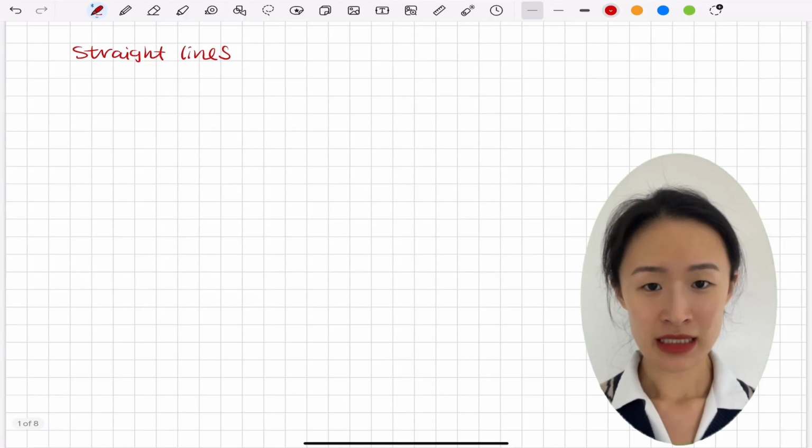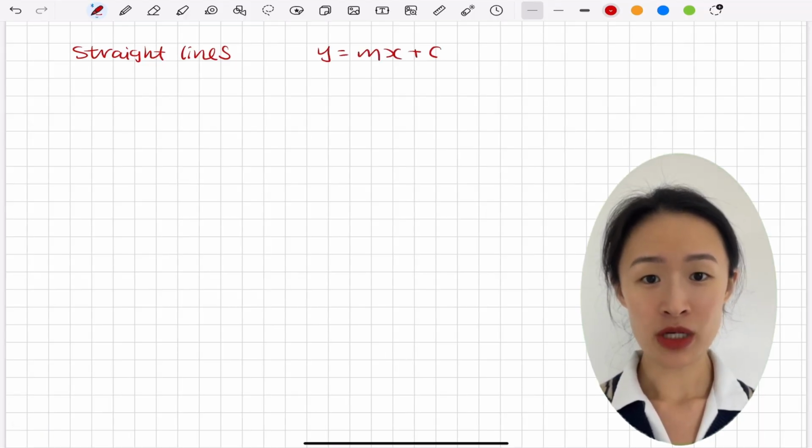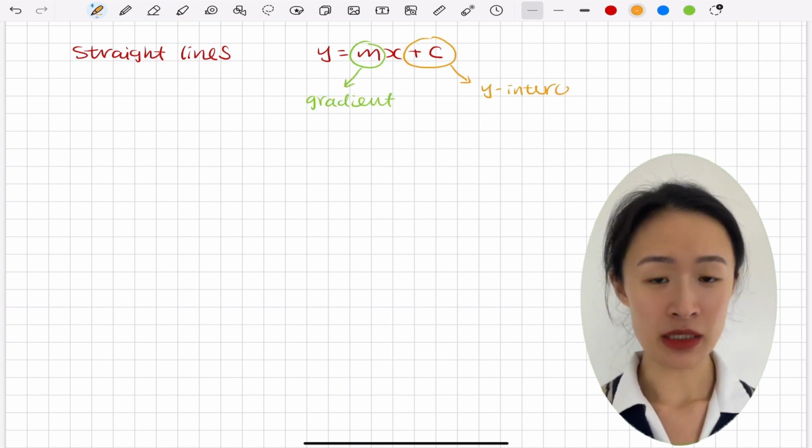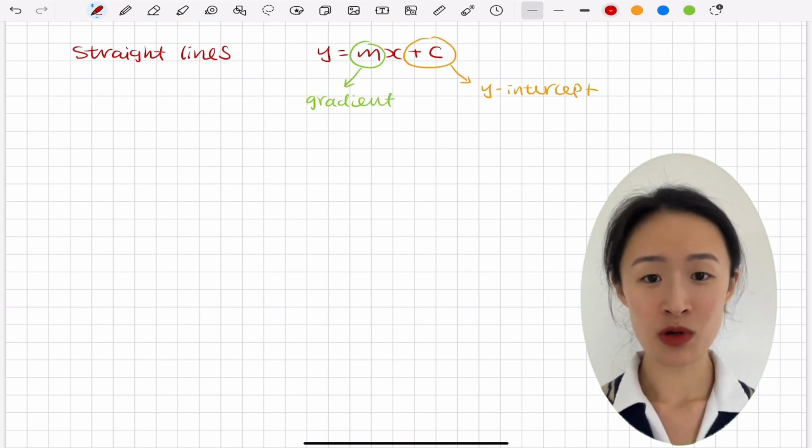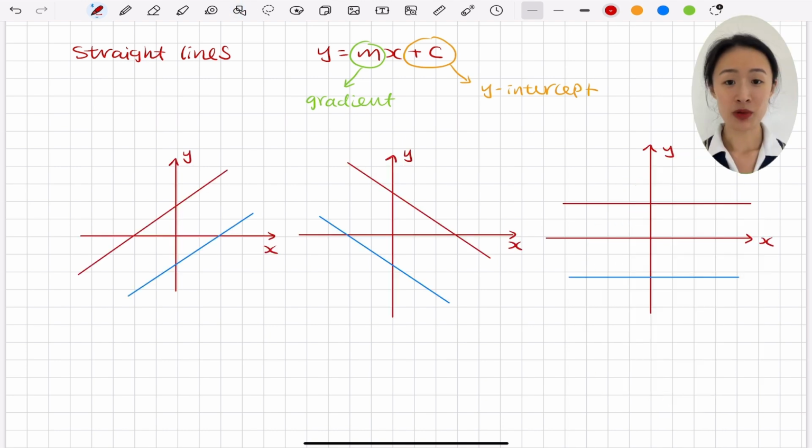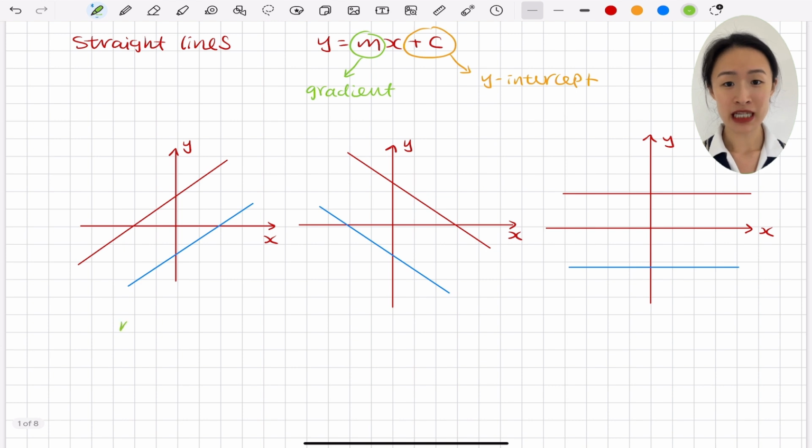y = mx + c is the general equation for a straight line. m is the gradient and c is the y-intercept. Let's see the graph of a straight line. It might be going up, going down, or stay horizontal. If it's going up, the gradient m is greater than 0. If it's going down, m is negative, and if m is 0, that means it's horizontal, y equal to a constant. As you can see, the y-intercept, which is c, might be positive or negative. And we also have the x-intercept.